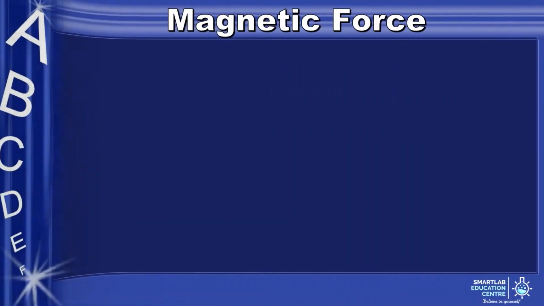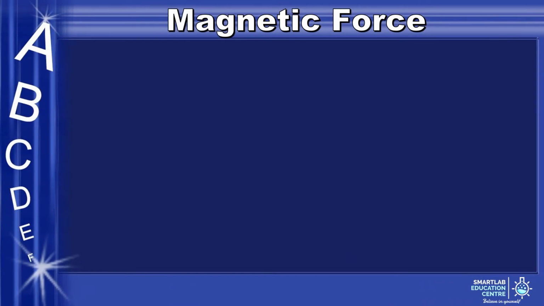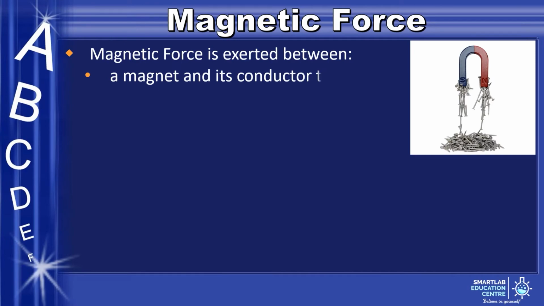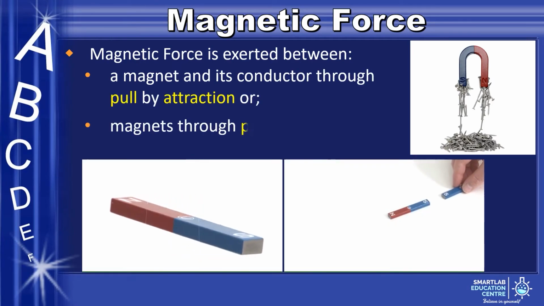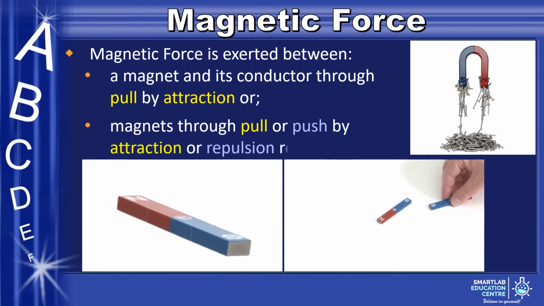The next type of force we learn today is magnetic force. Magnetic force is a non-contact force. Magnetic force is exerted between a magnet and its conductor, through pull by attraction. Magnetic force is also exerted between magnets, through pull, or push, by attraction or repulsion respectively.